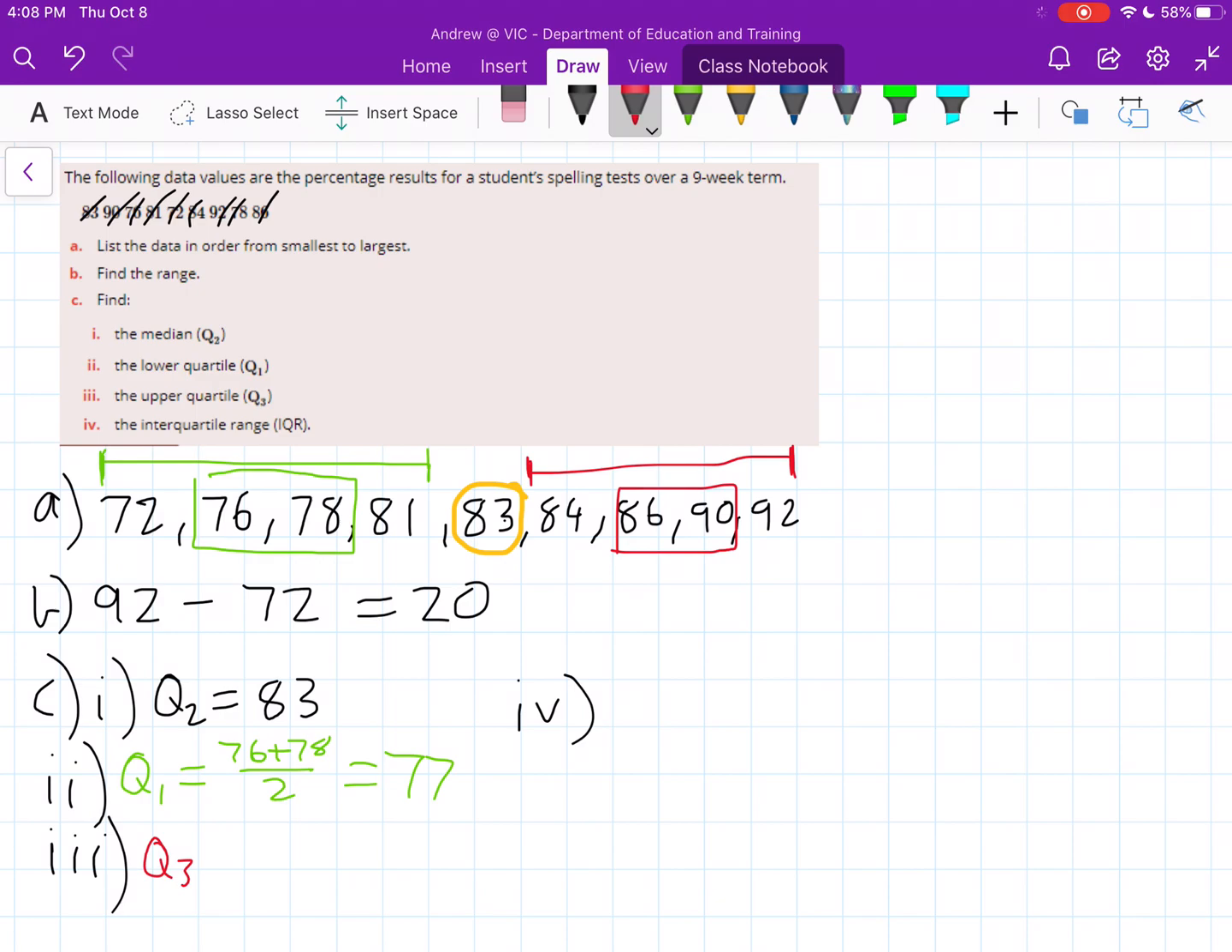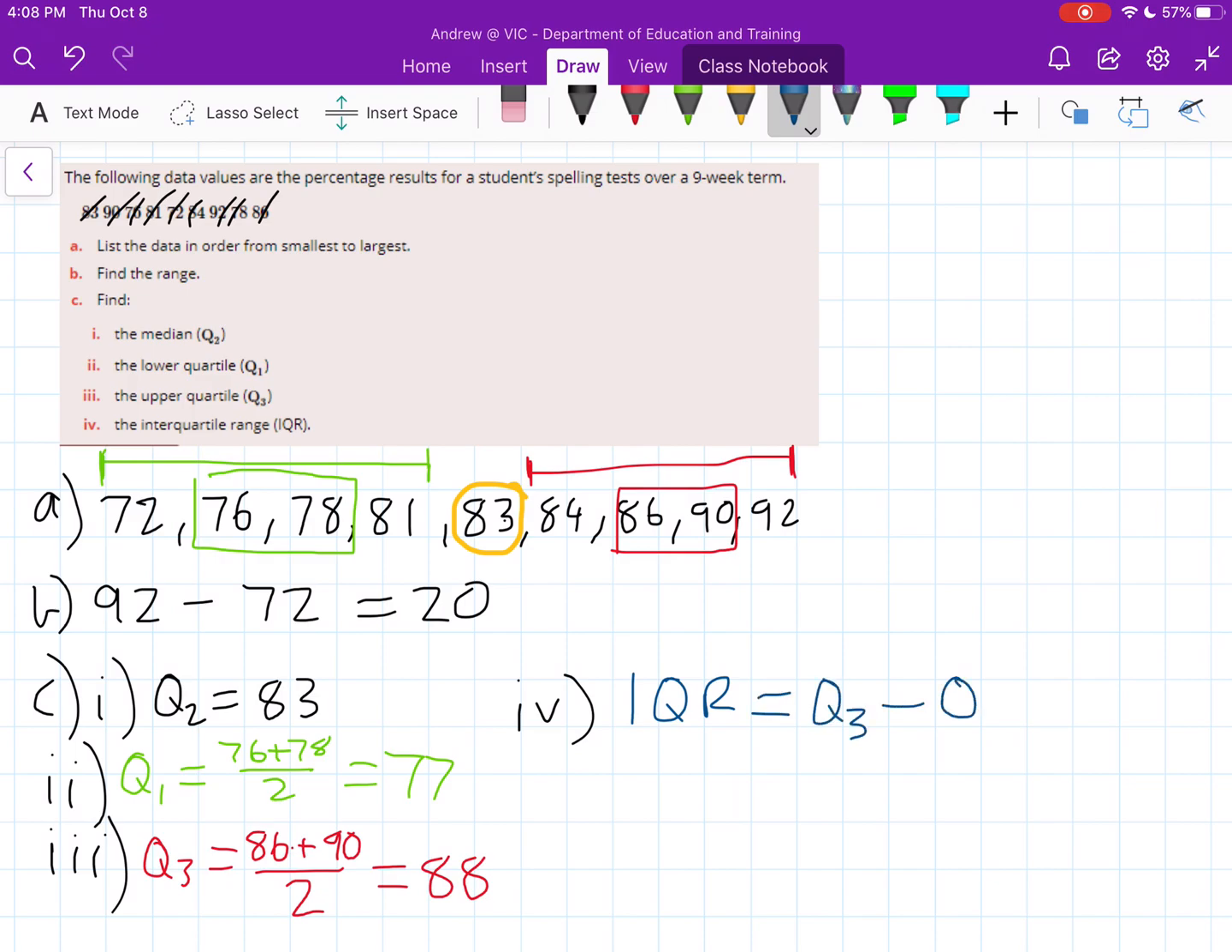So we need to find the average of these. We do 86 plus 90 divided by 2. This will give you a value of 88, because 88 is right in the middle of 86 and 90. And now we need to find the IQR. Our IQR is our Q3, or our upper quartile, minus Q1.